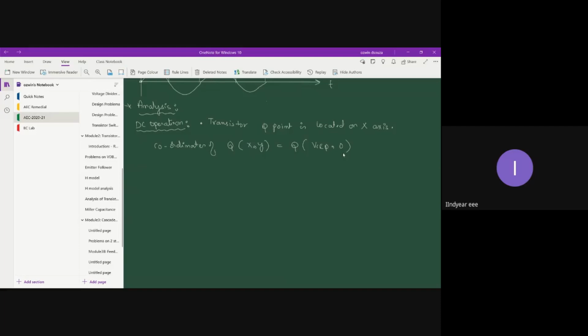So you have only voltage present over there. And you know that VCQ is equal to the power supply voltage, that is the maximum power supply voltage. So that's about your Q point. Once you know the Q point, you can quickly draw the load line. So let me draw the load line.